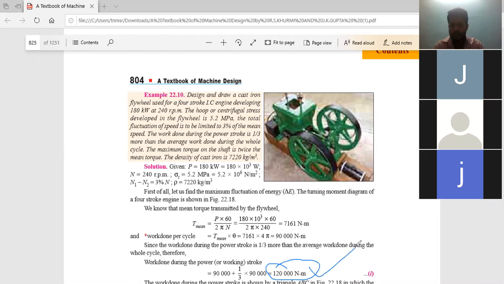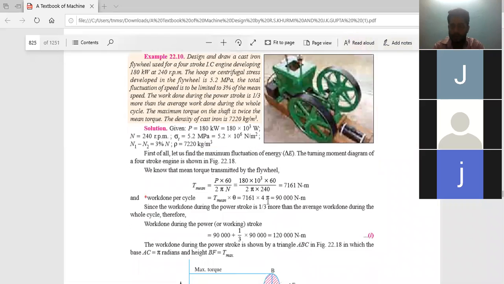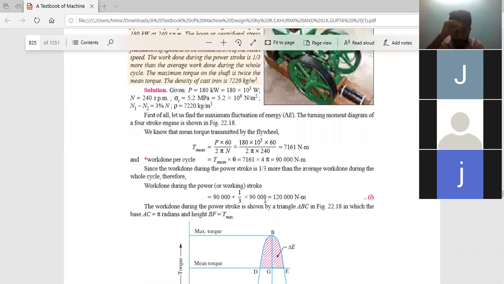Is this step clear? Please reply yes, so that it will be easy for me. Haven't understood? Say you haven't understood. I will make you understand again. Any doubt so far? This step, equation number one, till this. Does anyone have a doubt? Everyone else please respond. No sir. Any doubt till here? Work done during the power stroke.